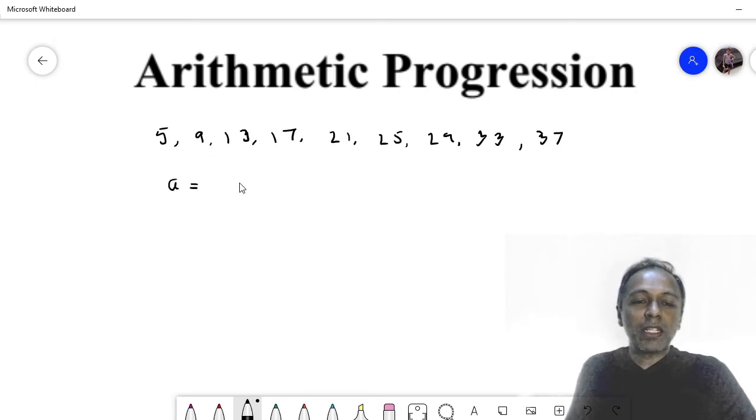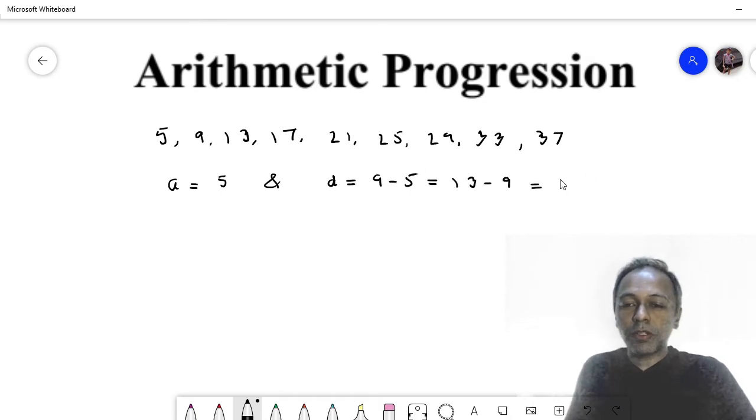Here the first term, let us say we denote by A, is 5, and the common difference is, as you can see, 9 minus 5 is equal to 13 minus 9. You can check with the remaining terms, it remains the same. In this case it is 4. Let us denote the first term with A1. The 1 indicates the first term, which is 5. So A1 or A in this case is the same.